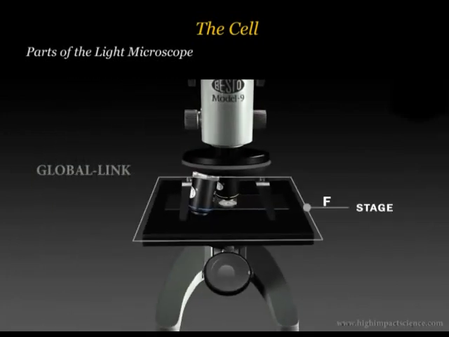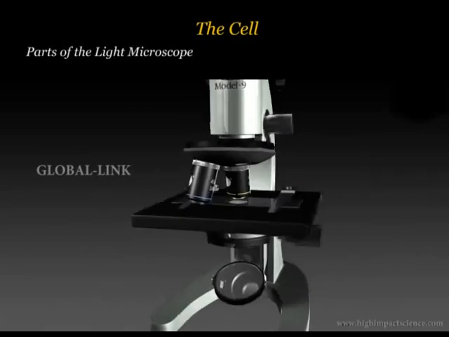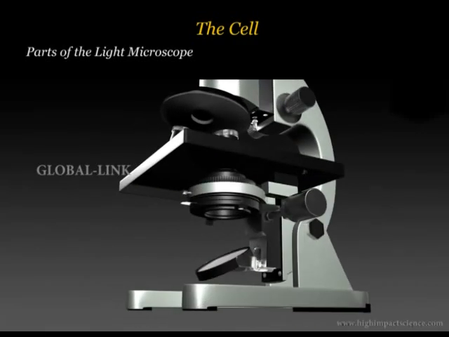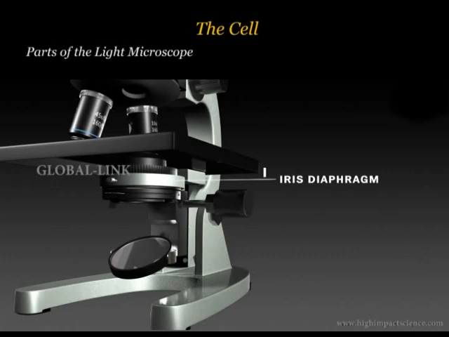The stage is the flat surface where the specimen is placed. The stage clips hold the slide in place on the stage. Beneath the stage is the condenser, which collects and concentrates light on the object on the stage. The iris diaphragm regulates the amount of light passing through the condenser to illuminate the specimen.